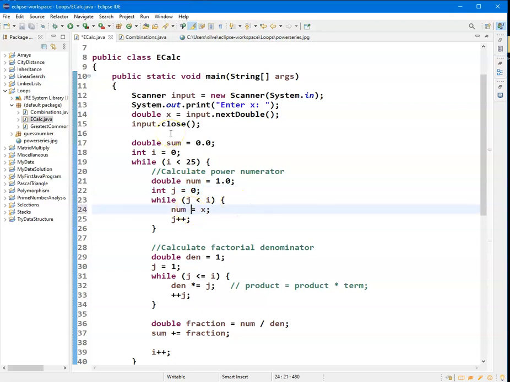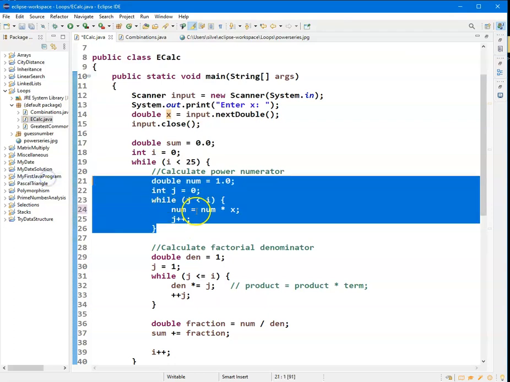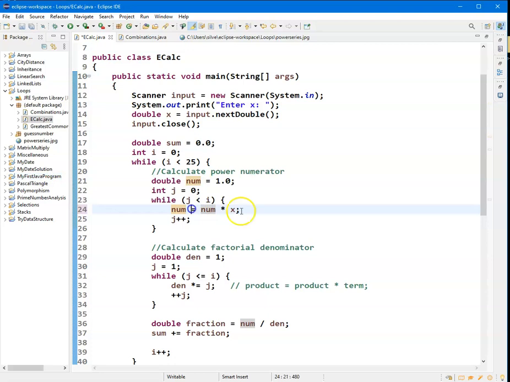Remember what this means. Take the old value of numerator, multiply it by x, and basically if i were 10, j goes from 0 to 10, not including 10. I would be doing this while loop 10 times, multiplying numerator by x 10 times to generate x to the 10th power. Convince yourself that that's what this does. Okay, so I'm going to go back to the cleaner version of this code. Numerator equals numerator times x. That's basically the same thing as what I had before.